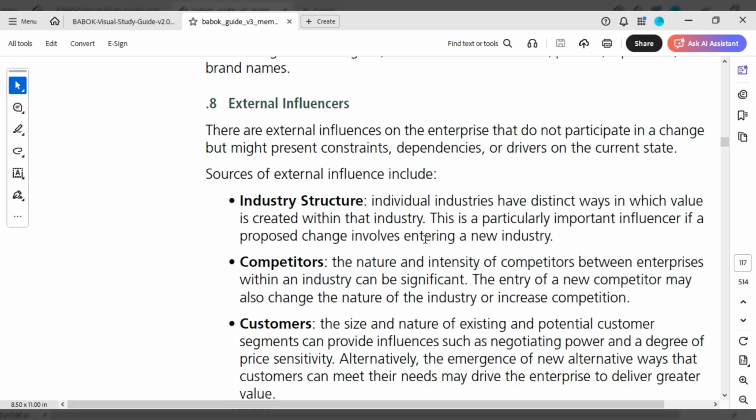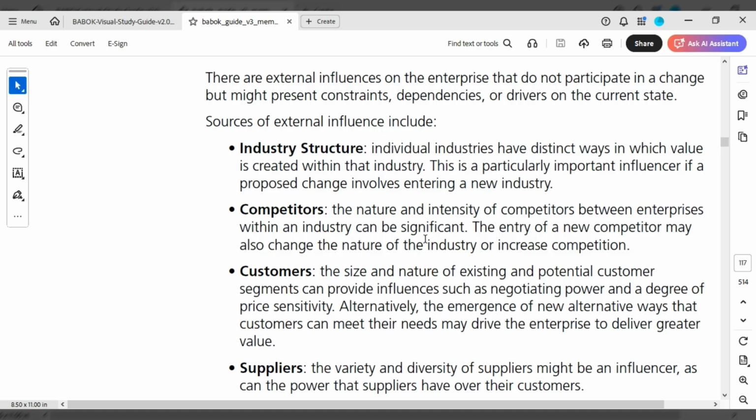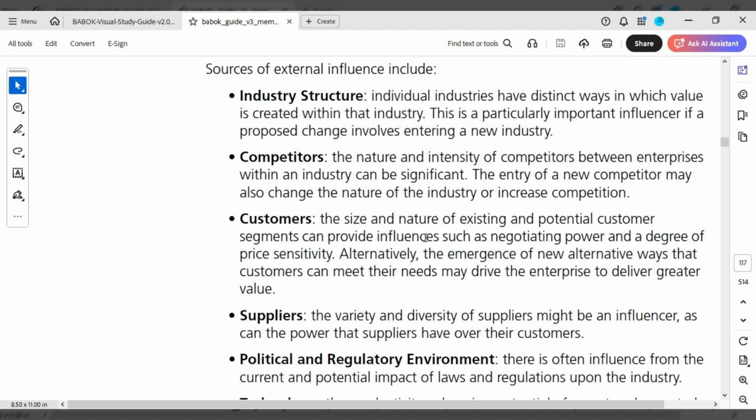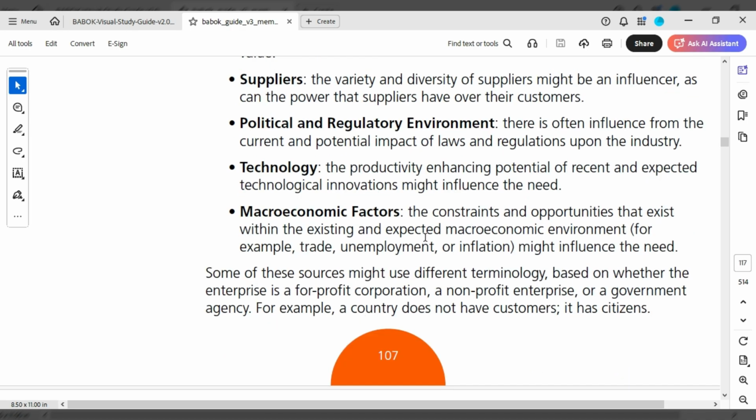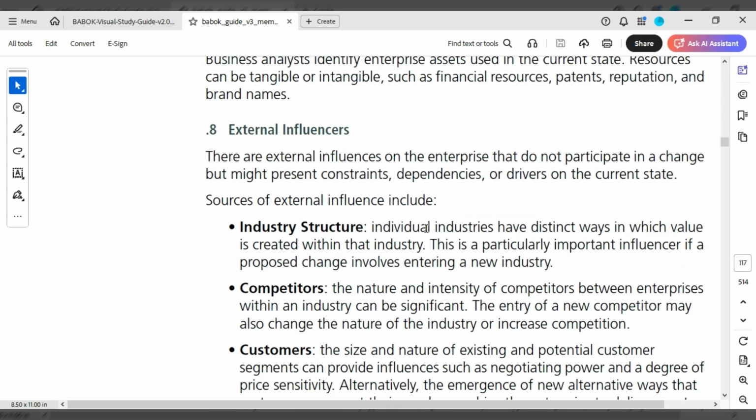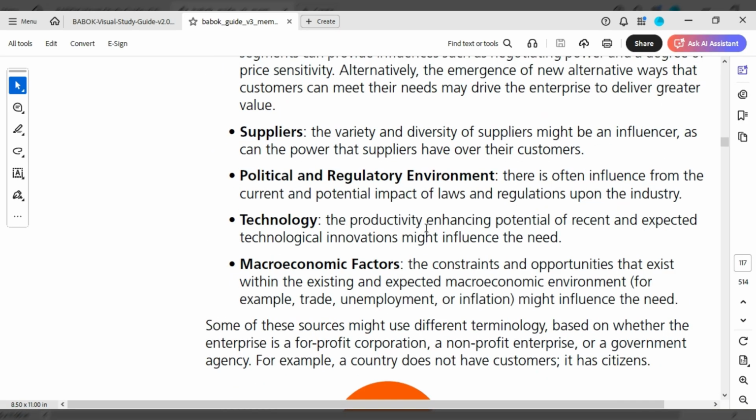External influencers. These are external influences on the enterprise that do not participate in a change but might present constraints, dependencies, or drivers on the current state. For example, the industry structure: individual industries have distinct ways in which value is created within that industry. Competitors, your customers, suppliers, political and regulatory environment, very important. Technology, and macroeconomic factors: the constraints and opportunities that exist within the existing and expected macroeconomic environment. So it can be an opportunity. These influence whatever comes up when it comes to the current state.